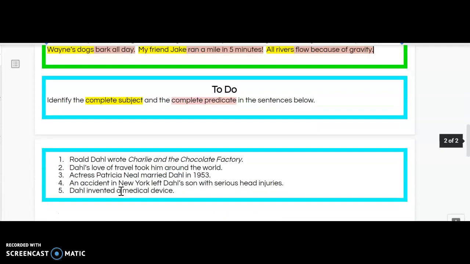All right, blue box is to do. This is our practice. So your job today is to identify the complete subject and the complete predicate in the sentences below. There are 5 of them. So you are going to highlight your complete subject in yellow and your complete predicate in pink. All right. So when you're done, the entire sentence will be highlighted. Part of it in yellow, part of it in pink. This is going to tell me which part you think is the subject and which part you think is the predicate.